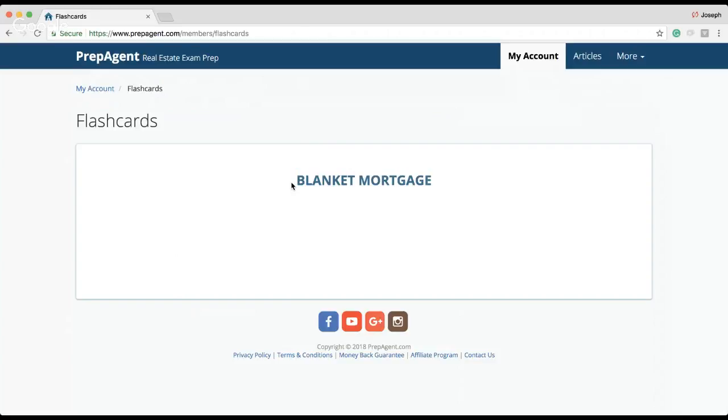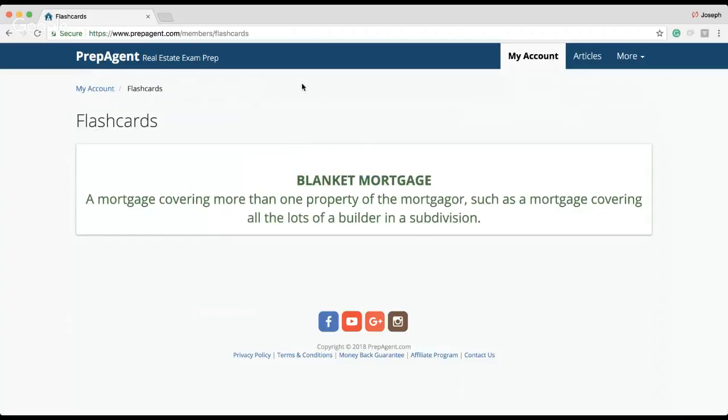Okay, a blanket mortgage is something that covers more than one property. So if you don't pay, they'll take more than one property from you.